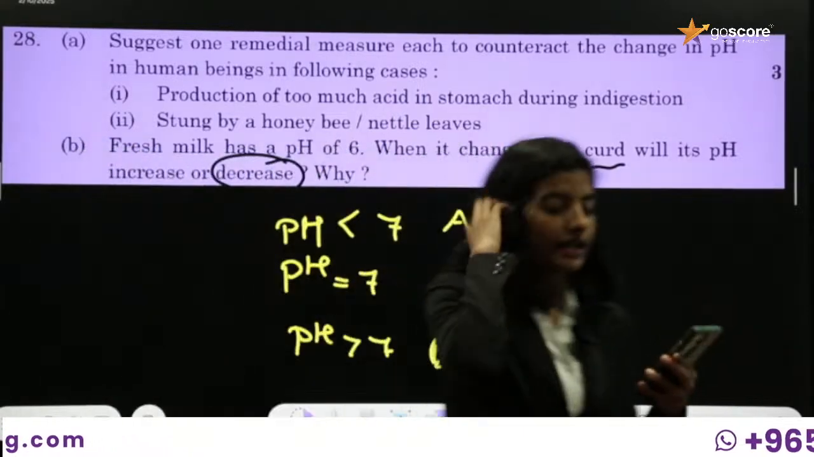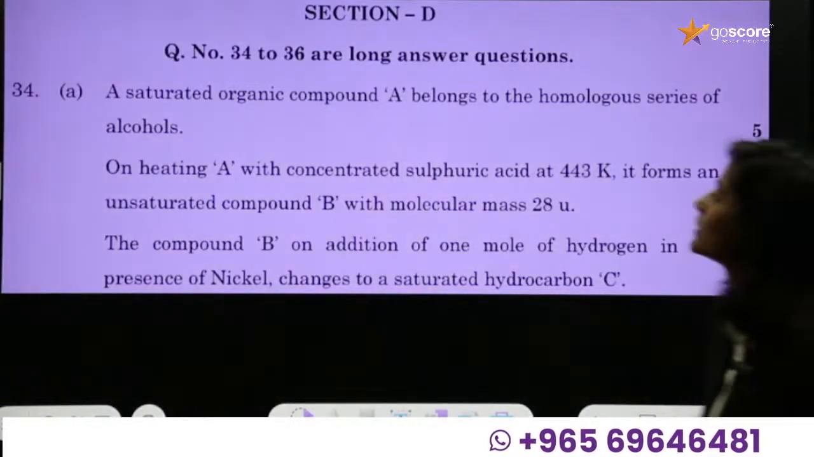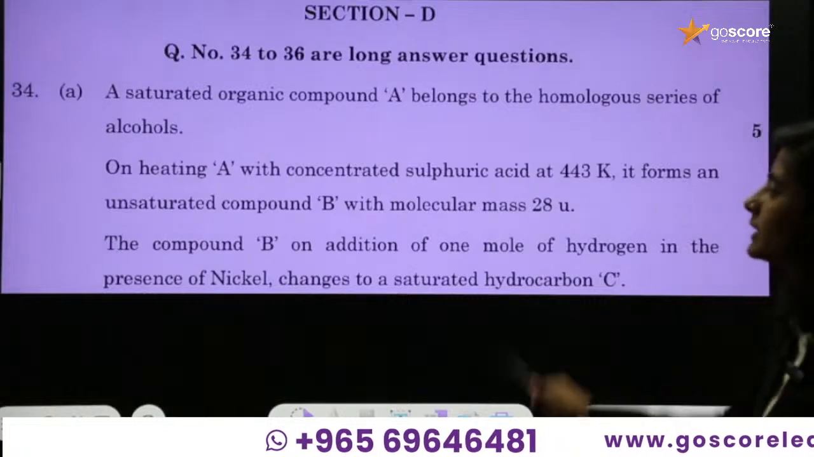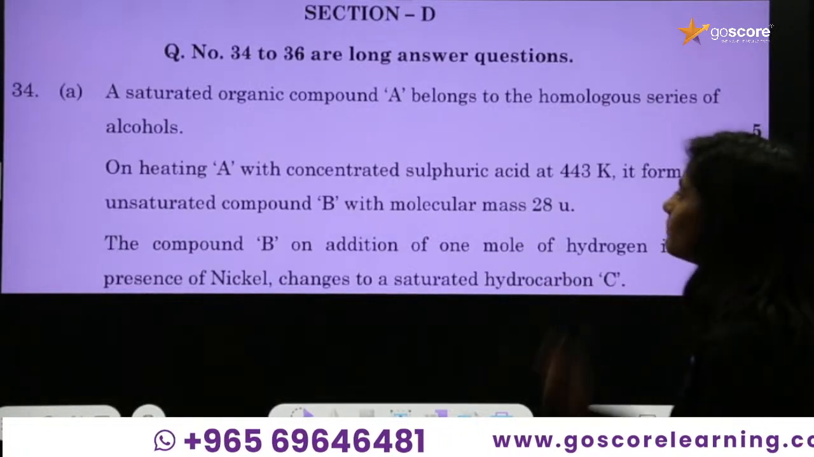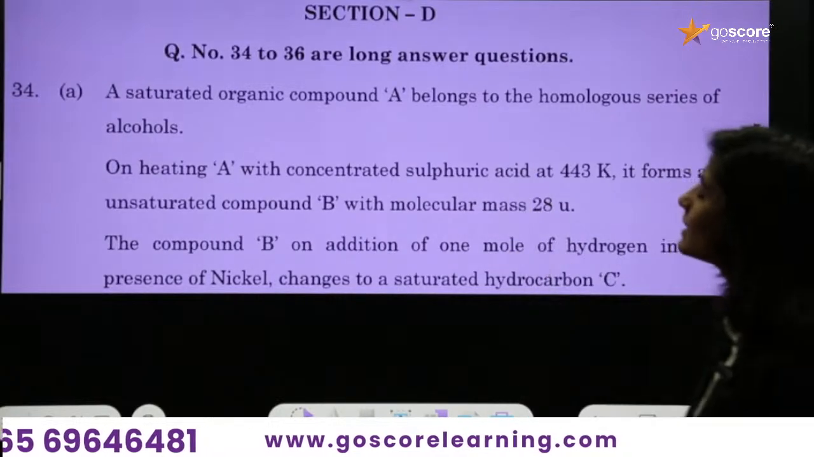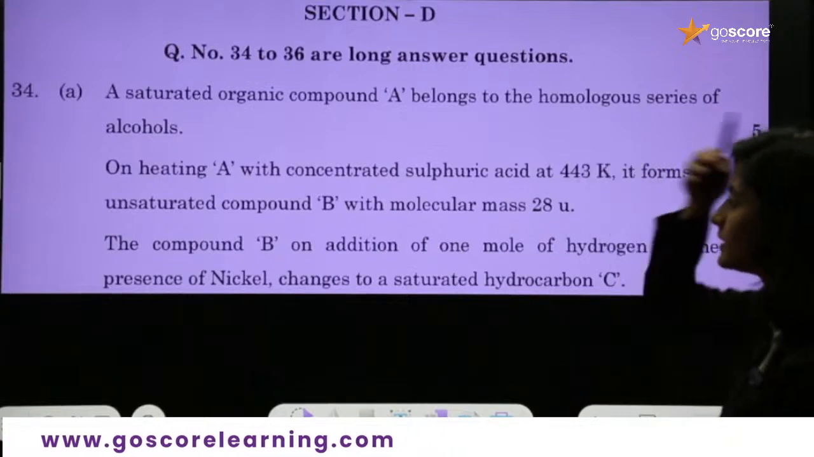Okay, now getting into the next one, section D. Section D is of 4 marks. So this is the passage. It's a 5-mark question, sorry, and this is the explanation where you have to find A, B, C. Okay, let's get right to this.